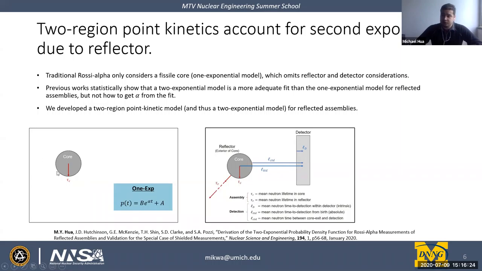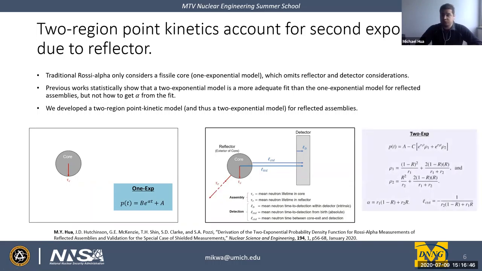What we then did was say, why don't we consider two regions? So where neutrons can go into or leave the core, but also come back in. We call the core and the reflector, or the core and not the core over here. So exterior is the reflector, and maybe there's a detector out here. And by accounting for two regions, we got two exponentials.